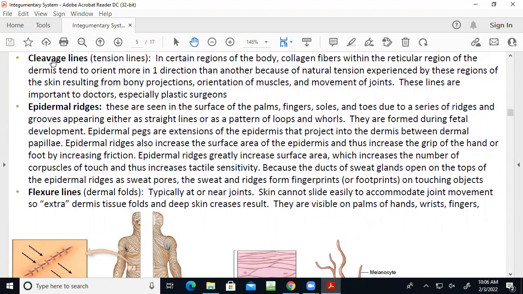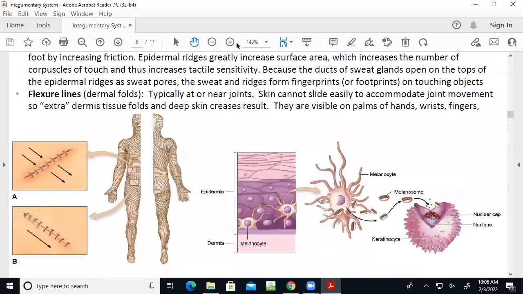Okay, cleavage lines or tension lines, and the illustration here on the left side is going to illustrate what those are. In certain regions of the body, the collagen fibers within that reticular region of the dermis that we just talked about tend to orient more in one direction than in another because of the natural tension experienced by these regions of the skin, resulting from bony projections, orientation of muscles, and movement of joints.